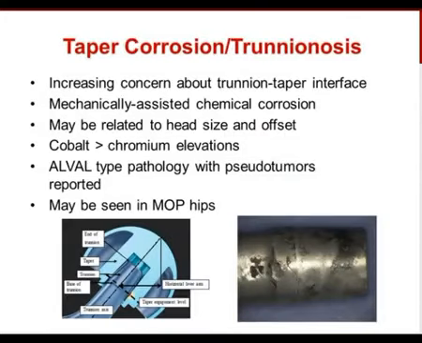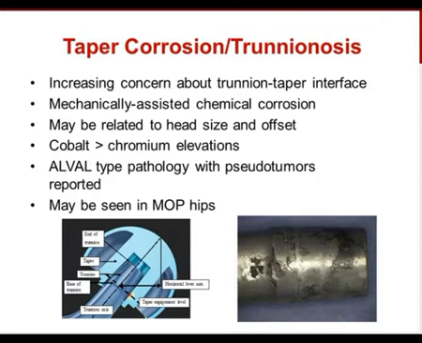Taper corrosion and trunnionitis has received a lot of attention over the past few years. It's important to understand the concerns about the corrosion that can occur at the taper modular head junction. This appears to be a mechanically assisted chemical corrosive process. It may be related to head size and femoral offset. Cobalt tends to be elevated more than chromium.